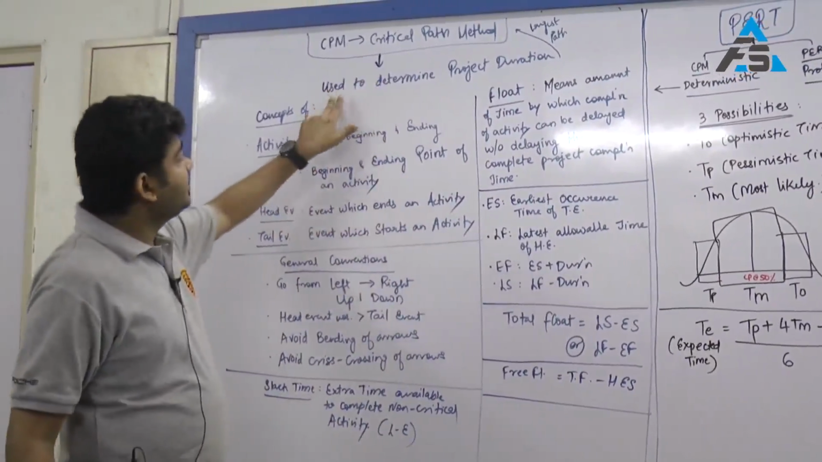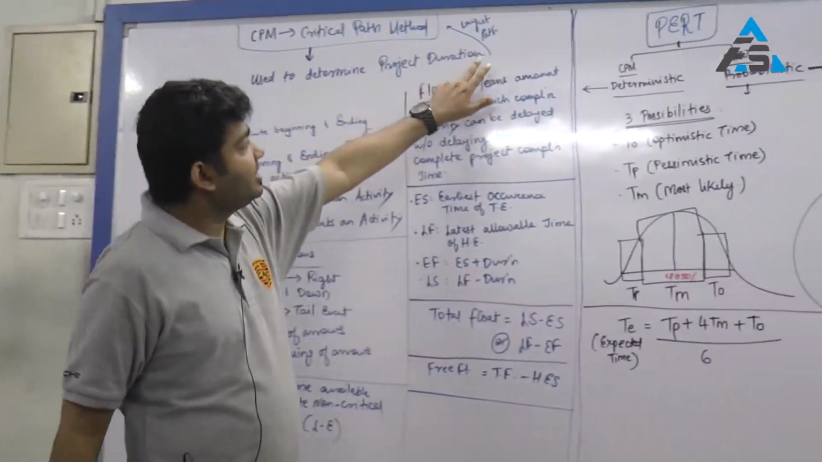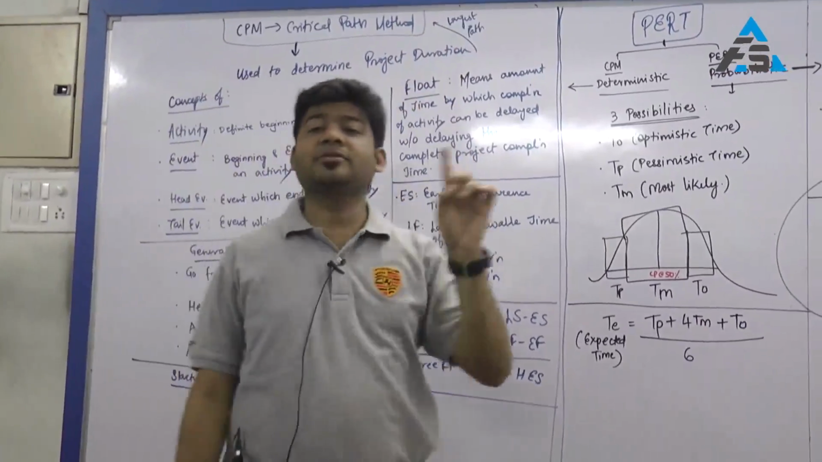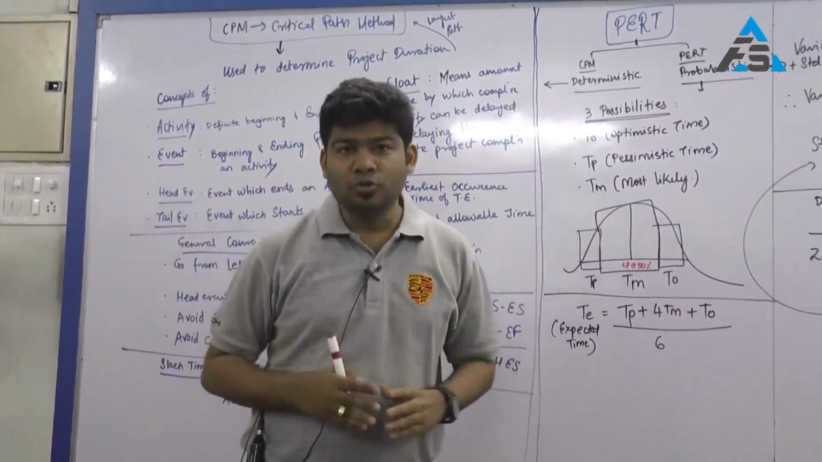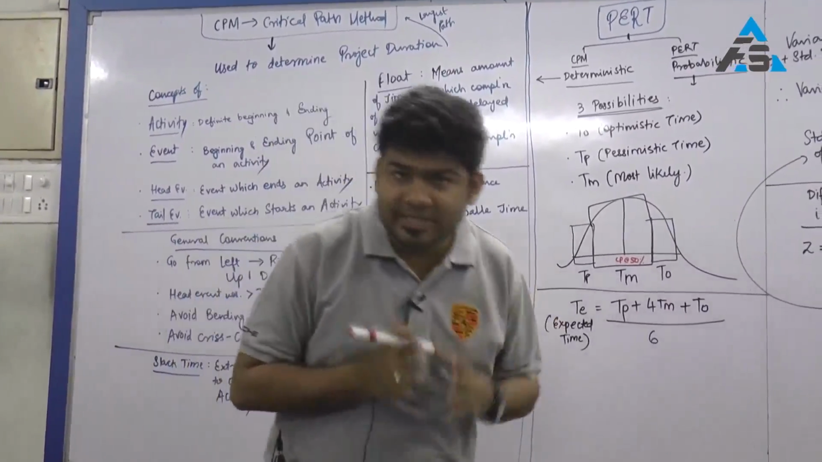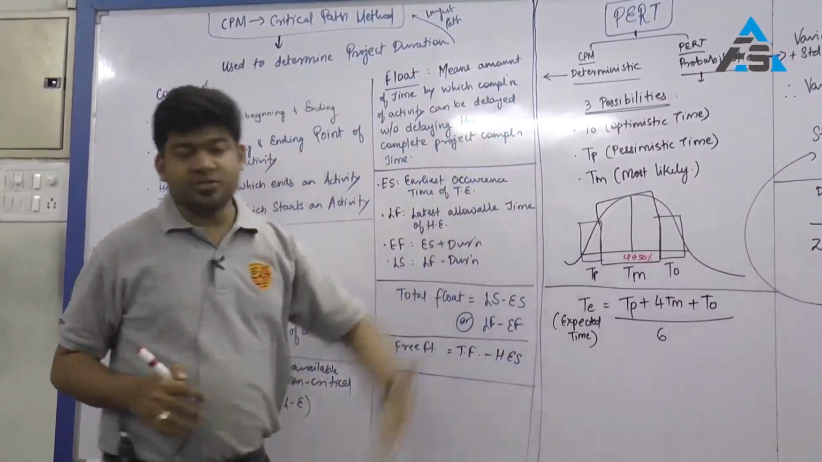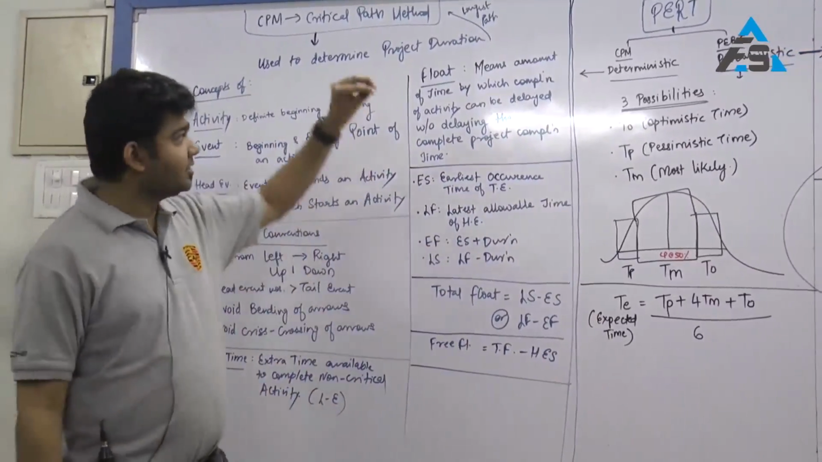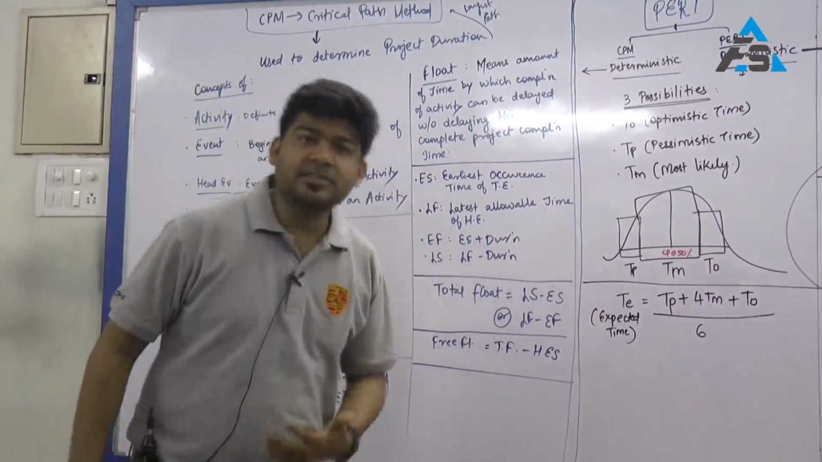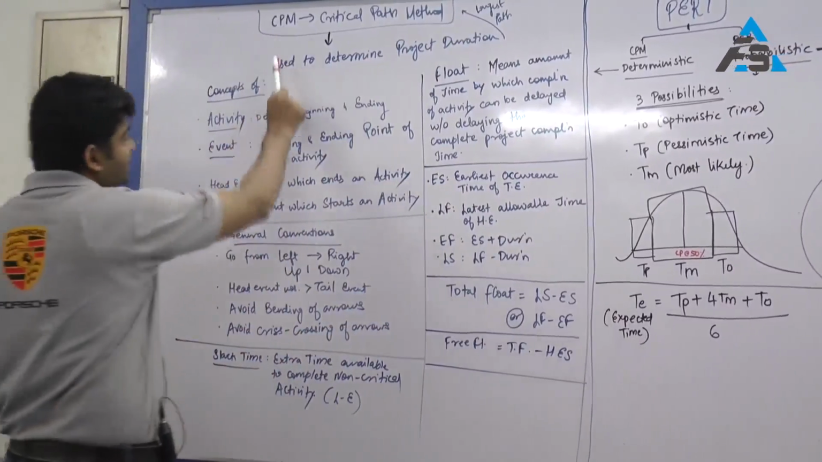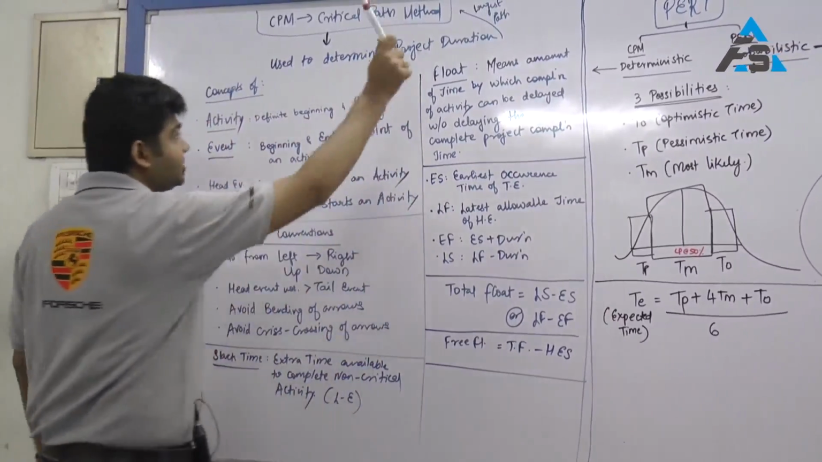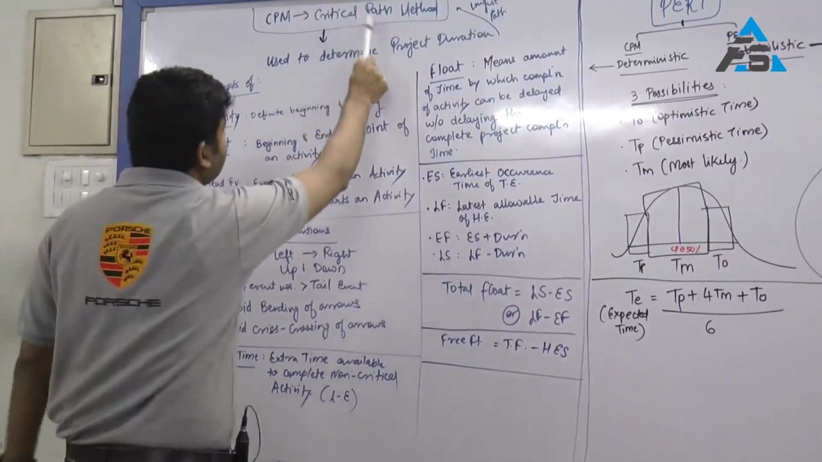What is critical path? It is used to determine the project duration and it is the longest path of the project. As you know, this is a quick revision session, hardly going to take 15 minutes to explain the whole CPM-PERT. So in terms of diagram, please practice on your own. So CPM-PERT determines the project duration, the longest path called the critical path.